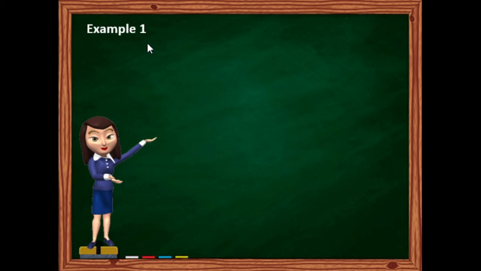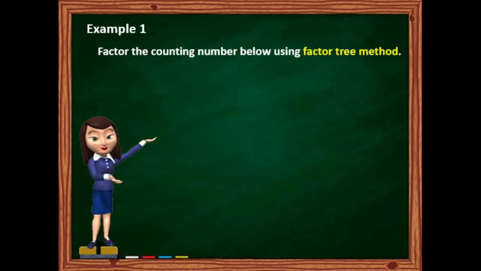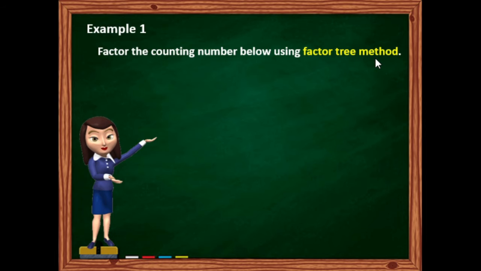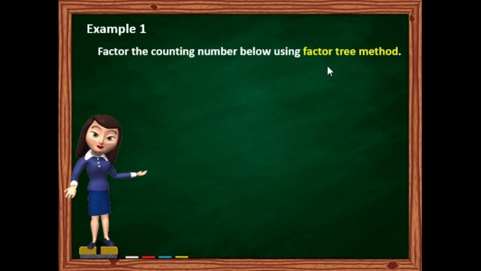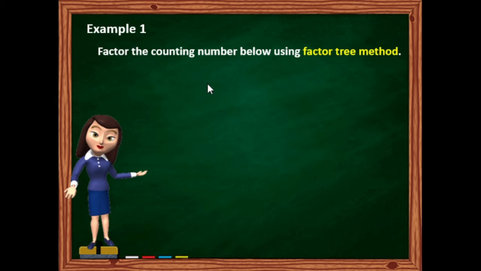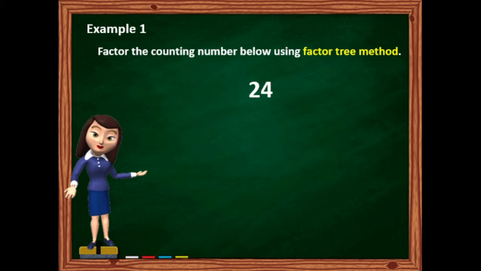Let's have example 1. Supposing I let you factor the counting number below using the factor tree method. Again, you are going to use the factor tree method to get the factors of the given number. And the given number is, okay, our given number is 24.